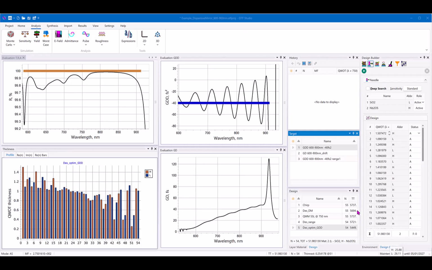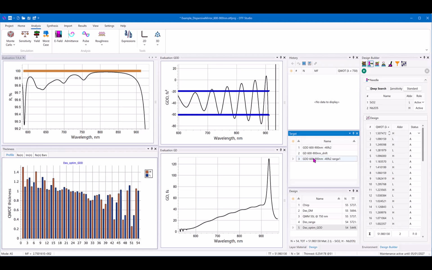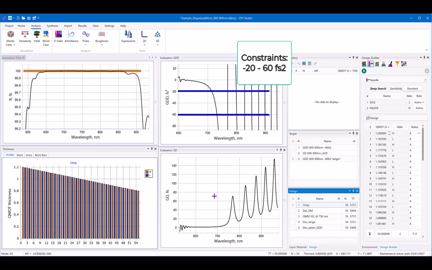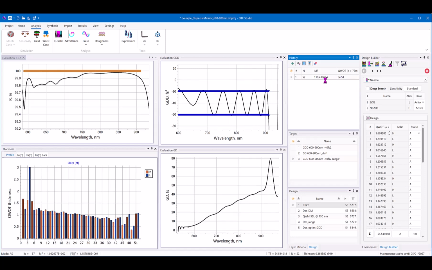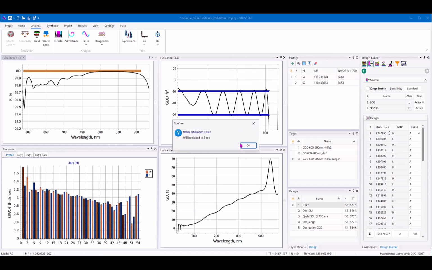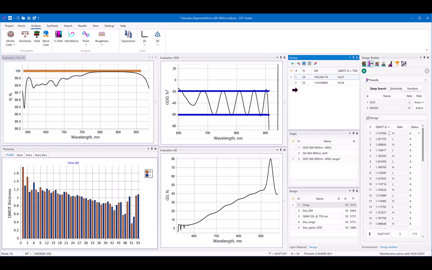Now I would like to try another approach. I would like to suppress group delay dispersion oscillations using range targets. I load a range target that limits group delay dispersion deviations from its average value by plus minus 20 femtosecond square. I take the same starting design and I apply the same needle optimization method. And very fast we obtain a 54 layer design again.